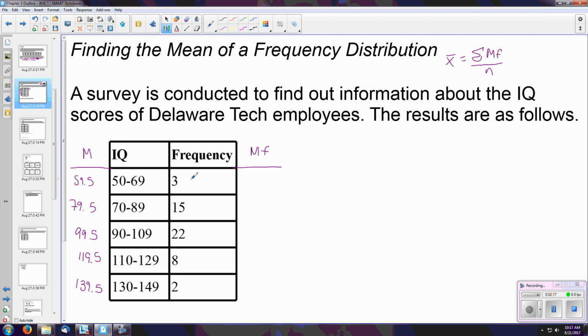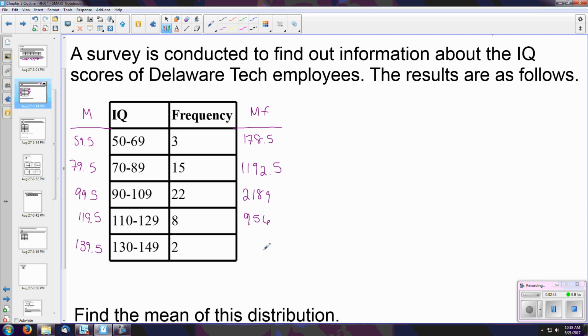59.5 times 3 gives me 178.5. 79.5 times 15 gives us 1,192.5. 99.5 times 22 is 2,189. We have 119.5 times 8 gives us 956. And last but not least, we have 139.5 times 2, which gives us 279.